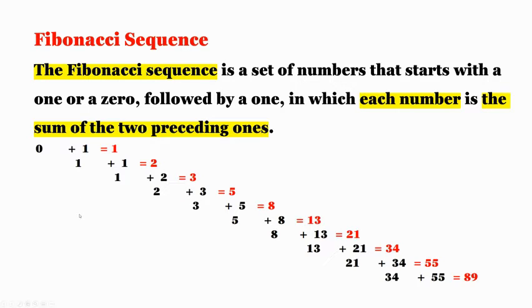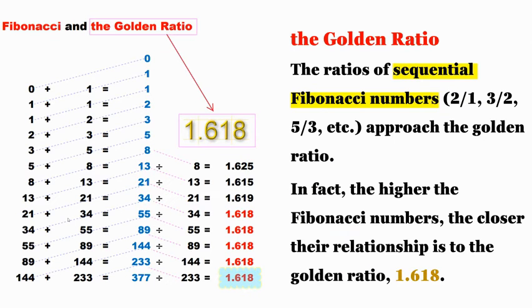0 plus 1 equals 1. 1 plus 1 equals 2. 1 plus 2 equals 3. 2 plus 3 equals 5. 3 plus 5 equals 8. 5 plus 8 equals 13. 8 plus 13 equals 21. 13 plus 21 equals 34. 21 plus 34 equals 55. 34 plus 55 equals 89.